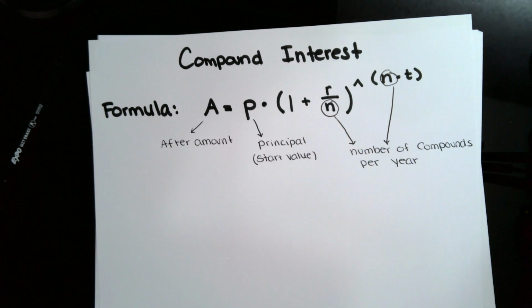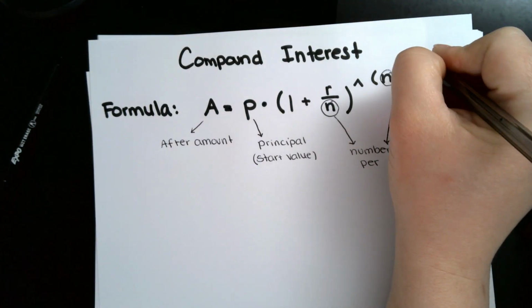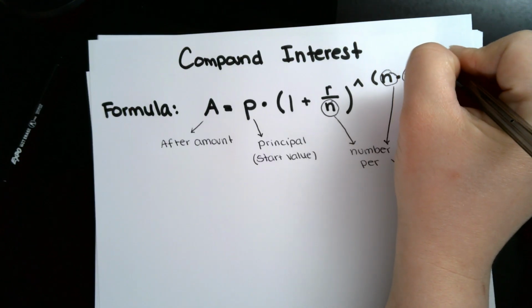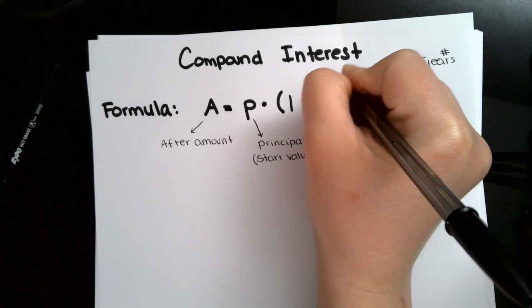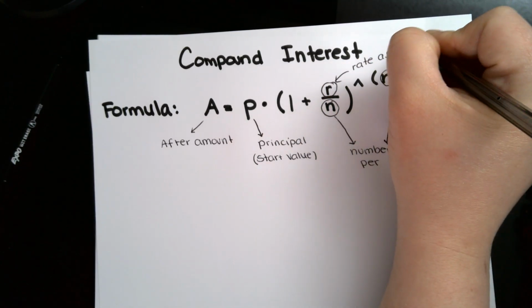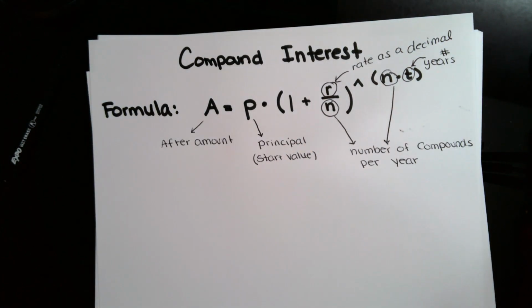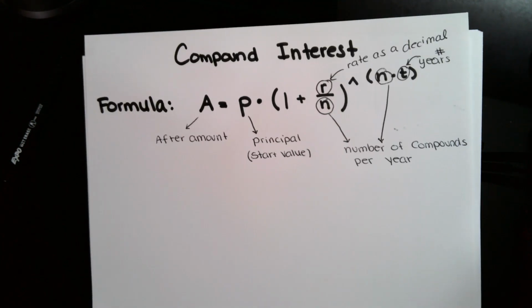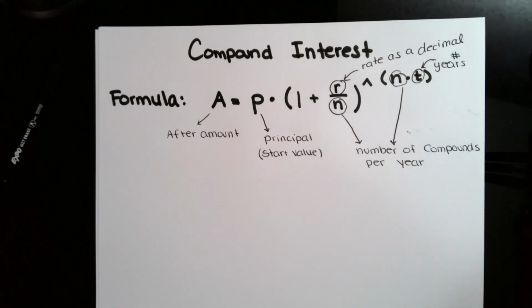So these are going to be the same N's. Next, we have T, which is your time in years. And then we're left with R. R is your rate as a decimal. So there's going to be a conversion. With these type of questions, typically we're looking at word problems. So we'll do 1 or 2 examples, and then you'll be able to use this formula with your classwork.